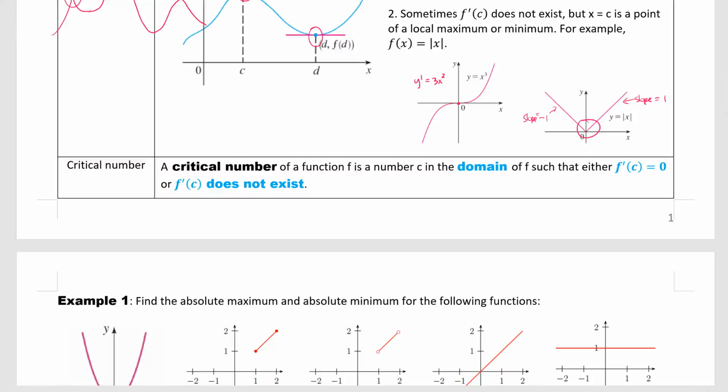Okay, next important concept, critical point. A critical point of a function is a number in the domain such that either the derivative is 0 or the derivative does not exist. So it has 3 important points. First, it must be in the domain. Second, either the derivative is 0 or the derivative does not exist. Okay, keep this in mind.